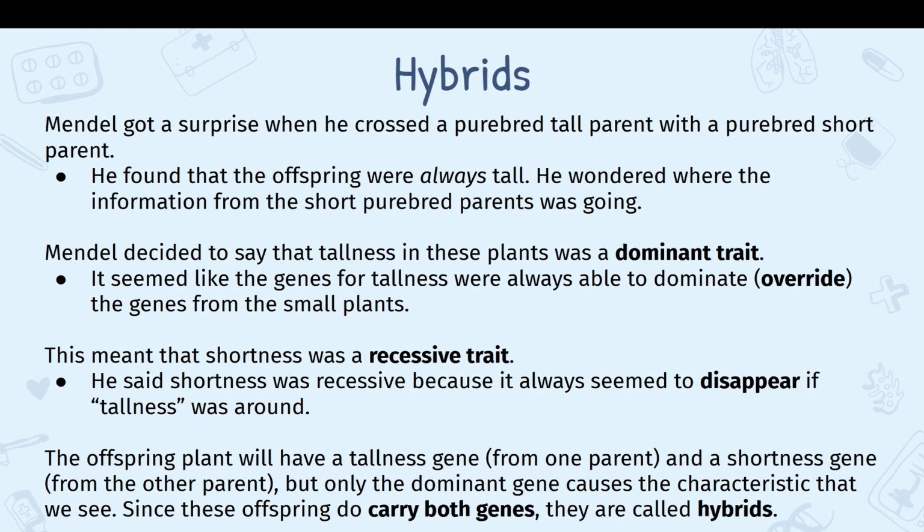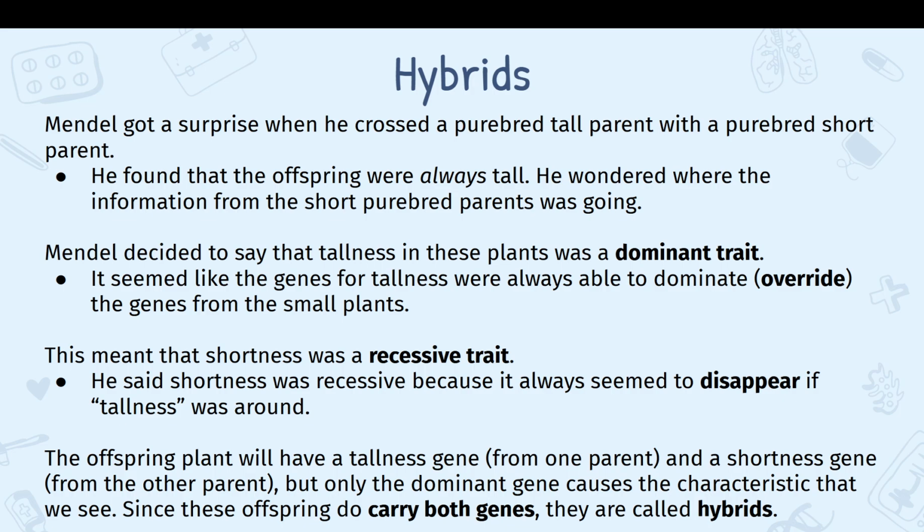So basically, Mendel asks himself, what happens if we start trying to cross some of these plants and see what else happens? So he takes a purebred tall parent with a purebred short parent and crosses them. And what he finds is all of the offspring are still always tall. Now he knows somewhere in there is the information for how to grow short plants, but none of the offspring ever showed shortness as a trait.